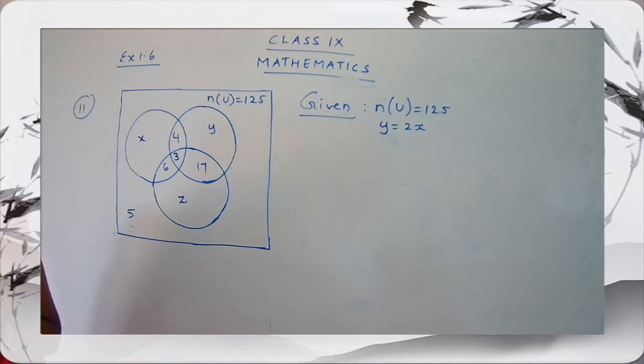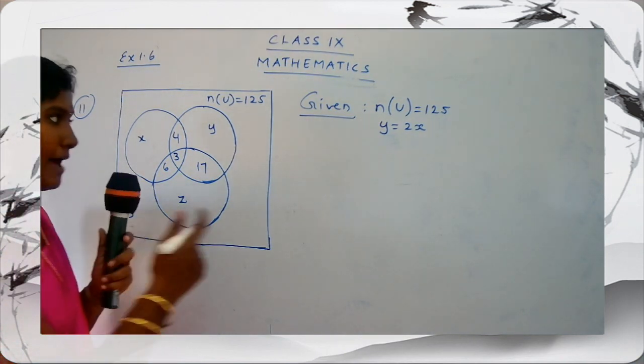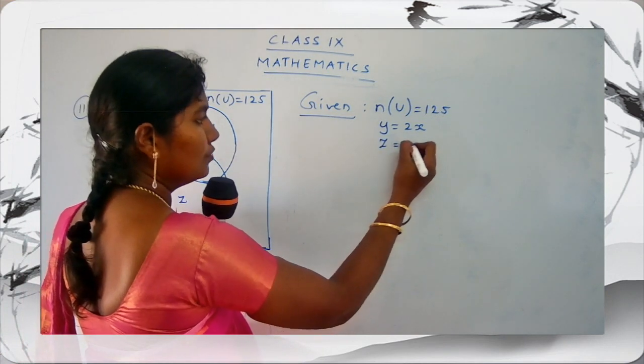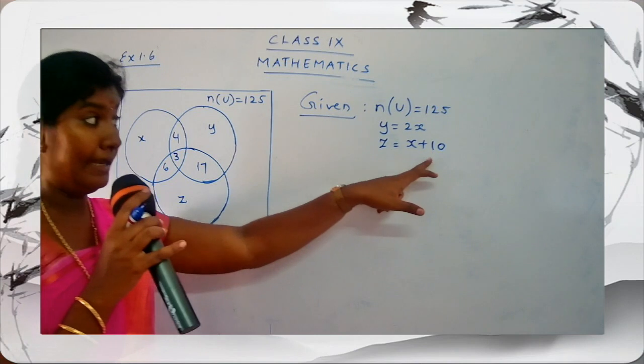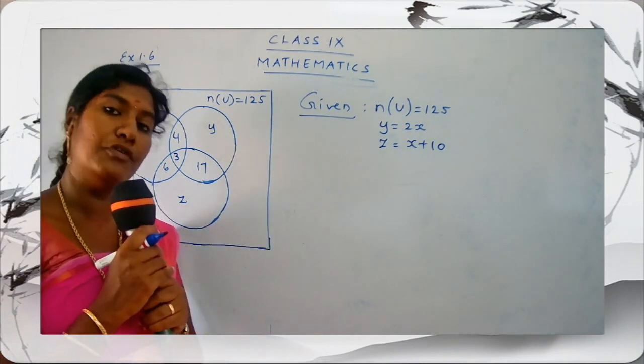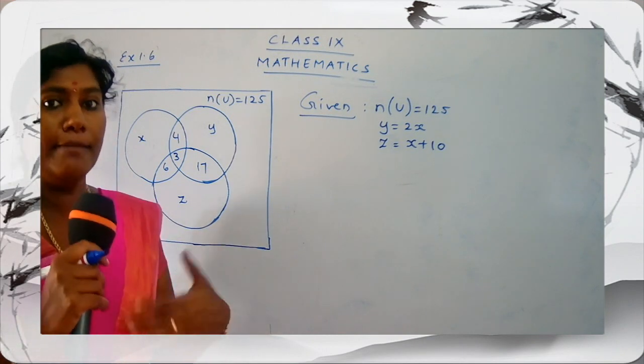Z is 10 more than x. What is the value for z, children? 10 more than x. So z is equal to x plus 10. That is, it is 10 more than x. Suppose the value for x is 5, what will be the value for z? It will be 15. 10 more.